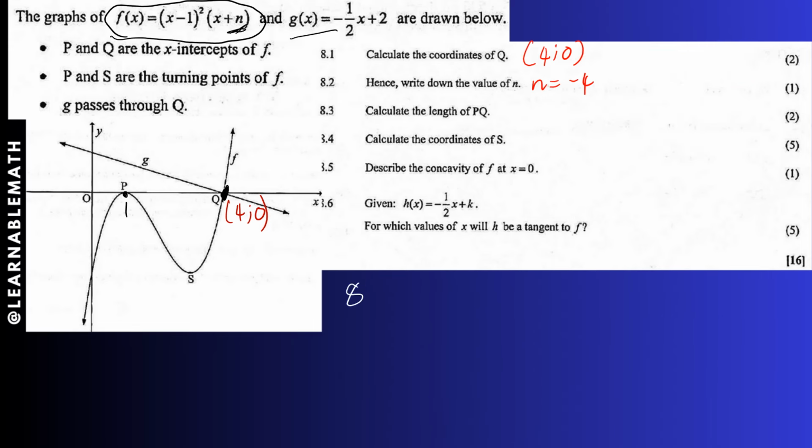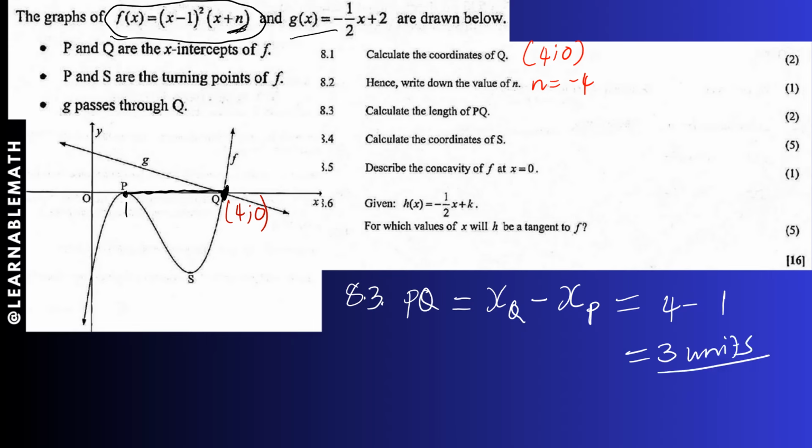Okay, let's go to 8.3 now. They want us to calculate the length of PQ, from P to Q. Obviously from P to Q, it's a horizontal line, and it's on the x-axis. What we can do is take x at Q minus x at P, and that will give us the distance. x at Q is 4, minus x at P, which is 1. So PQ will be 3 units.